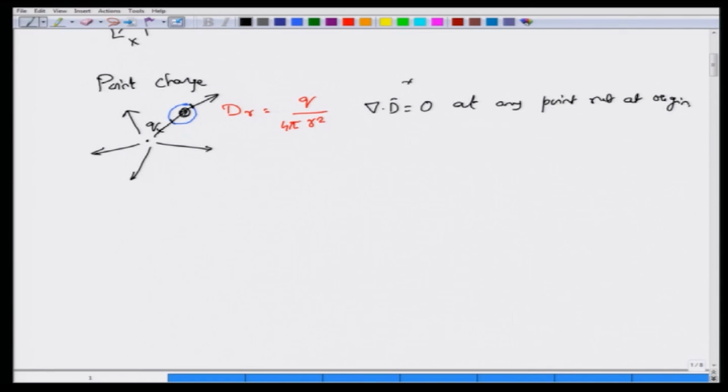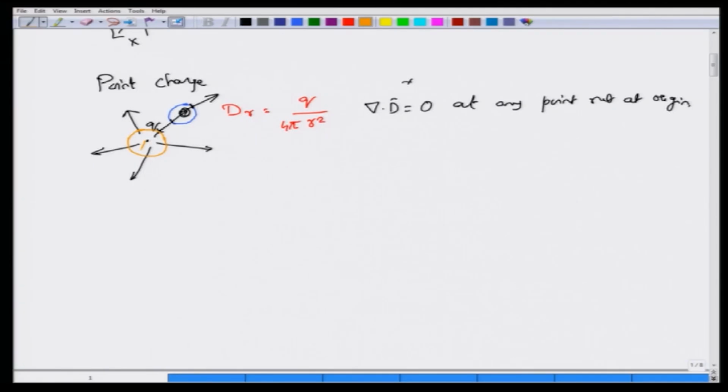So, this is the statement that we just made, that if your volume does not enclose any point charge, then the value of divergence will be equal to 0. Now, you might ask, what if I do not consider this at any point away from the origin? What happens if I take this sphere around the origin, where I know that there is some charge enclosed, okay.